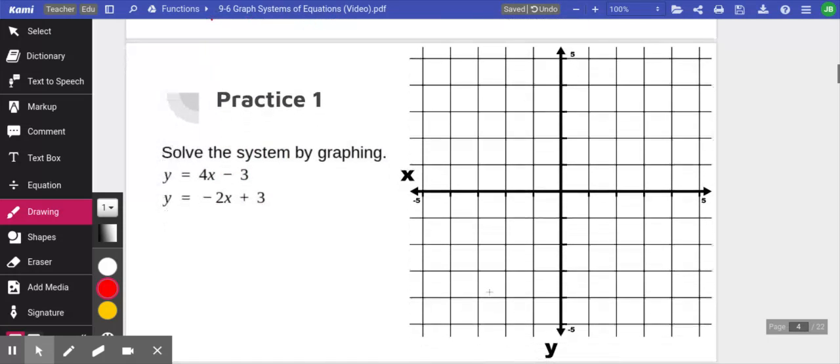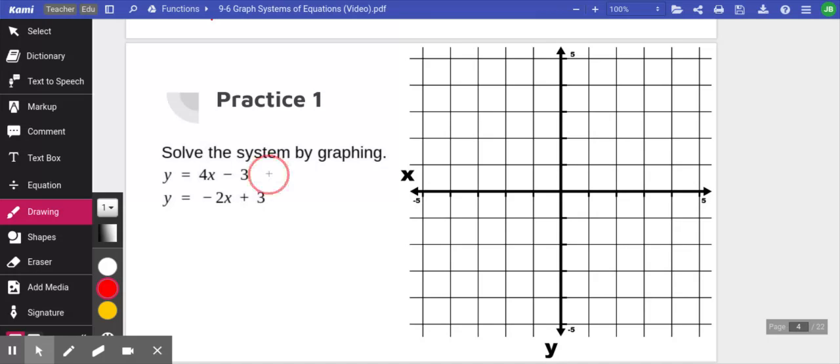So here's an example. The first thing I want to do is make sure, are these in slope-intercept form? And they are. I know this because the y is all by itself on one side of the equation. The next thing I want to do is identify the slope, which for the first equation is 4, and the y-intercept is going to be -3. What that means is that on the y-axis, this line is going to cross at -3.